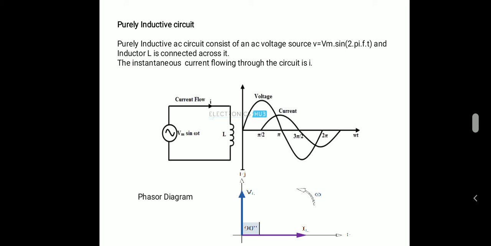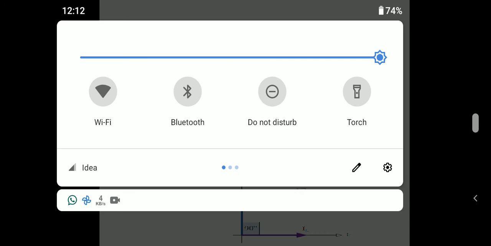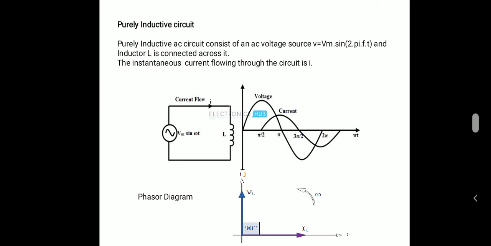In this lecture we are going to see the purely inductive circuit. As you can see in the circuit diagram, the purely inductive circuit has a supply voltage source, V equal to Vm sine of omega t, and only one component connected across it, which is the pure inductor L. That's why it is called the purely inductive circuit.